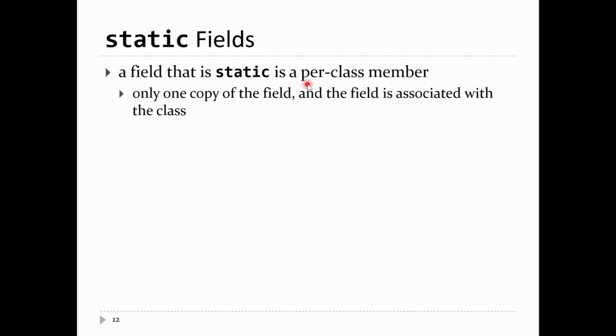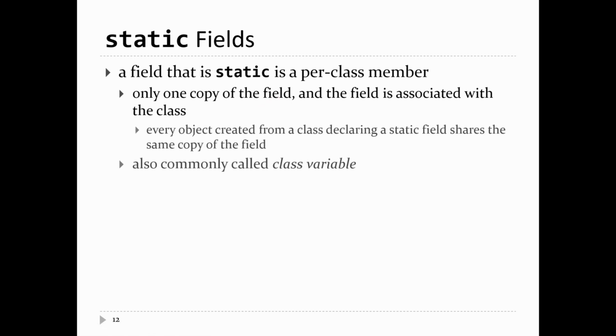So static fields are what are called per class members. One per class. Only one copy of the field exists, and that field is associated with the name of the class. So what does that mean? That means if you have objects created from the class, then all objects made from the class share the same static field. So they're also called class variables to emphasize the fact that they belong to the class and not to individual objects. Non-static variables are often called instance variables to indicate that they belong to individual objects and not the class.